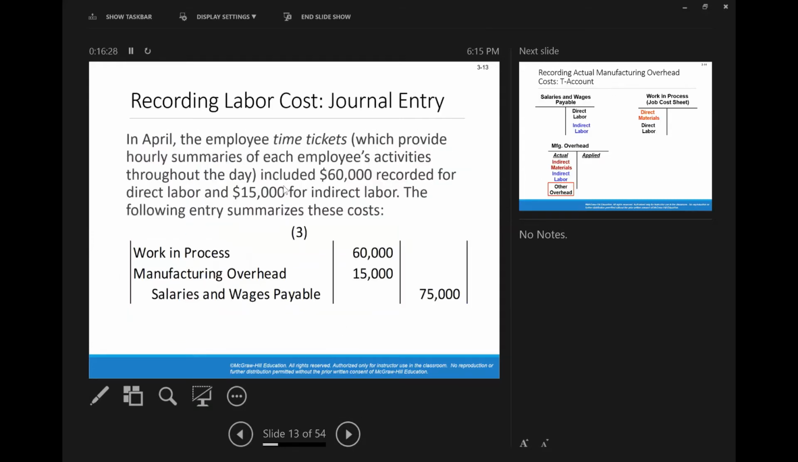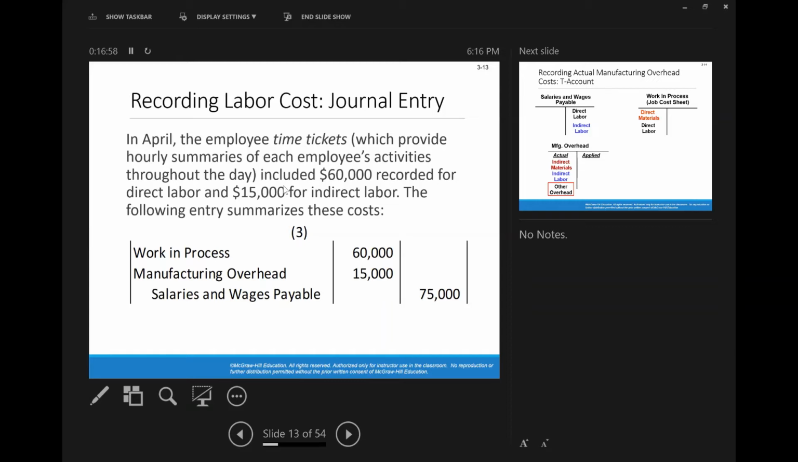All right, in April, the employee time tickets, which provide hourly summaries of each employee's activity throughout the day, included $60,000 recorded for direct labor and $15,000 for indirect labor. So now we have numbers. So we're going to add that together. It's $75,000 of total labor that we have to pay out, but not all of that is going to get costed to a job. Some of that's indirect. So we're going to put that into the manufacturing overhead.